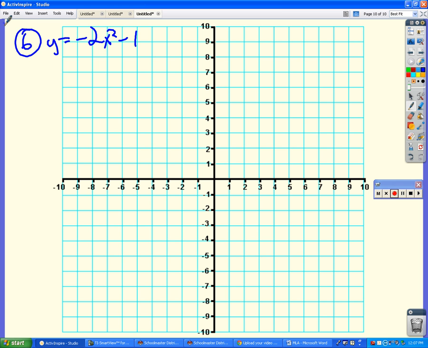Next one, same deal. We're going to end up with the same problem. But I first want to figure out the x coordinate of the vertex by going negative b over 2a. But what is b? Once again, b is 0. So that means the x coordinate of my vertex is going to be 0.